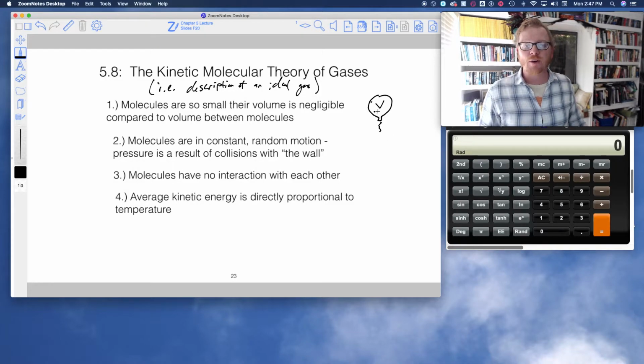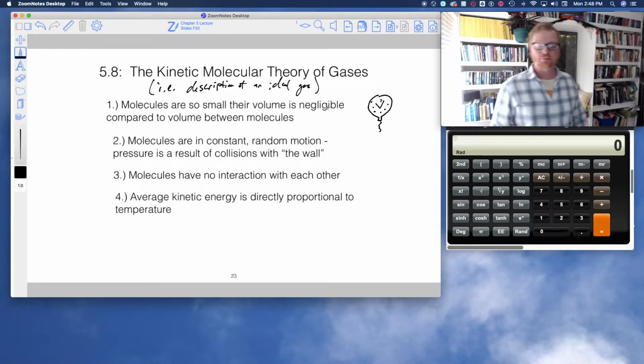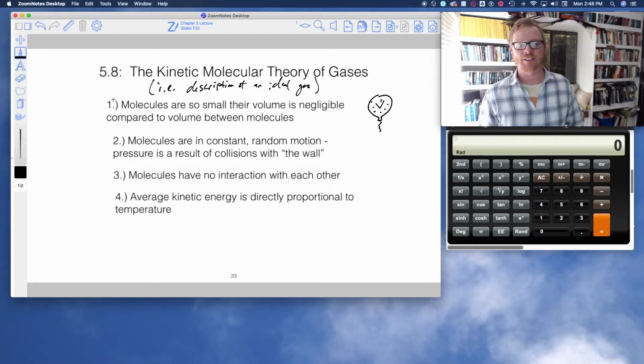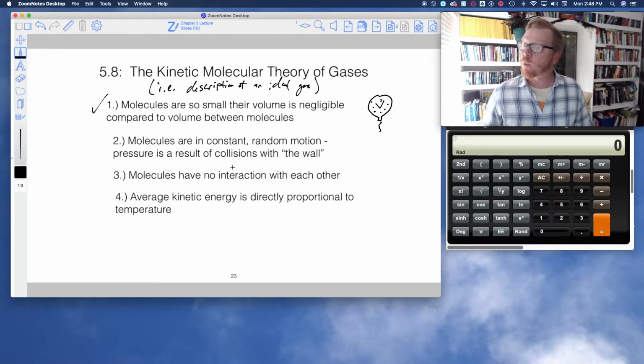Well, as it turns out, there's little molecules in here, right? Each of these little dots. And they actually occupy volume, okay? But when we use the ideal gas law, we didn't use that. So in this description of an ideal gas, we say the molecules are so small their volume is negligible. Well, as it turns out, there's conditions where that is not true. And that's what we call a real gas. So we will talk about when this is not true. But when we're assuming that a gas behaves ideally, then this point number one is true.